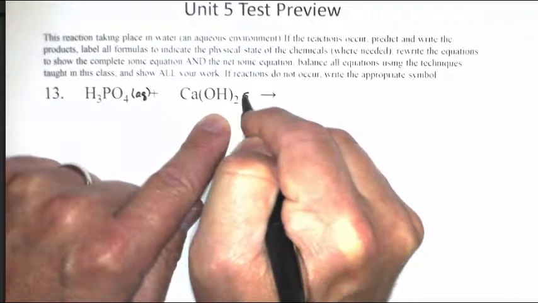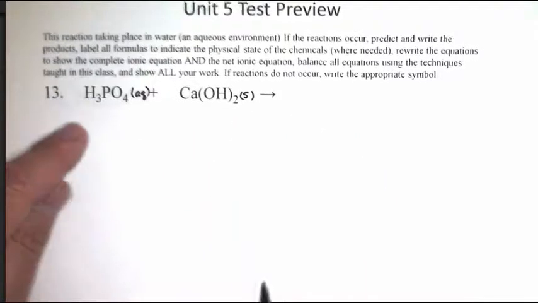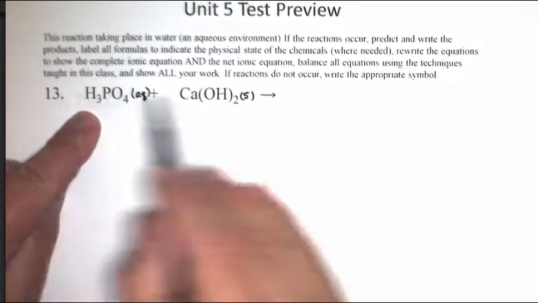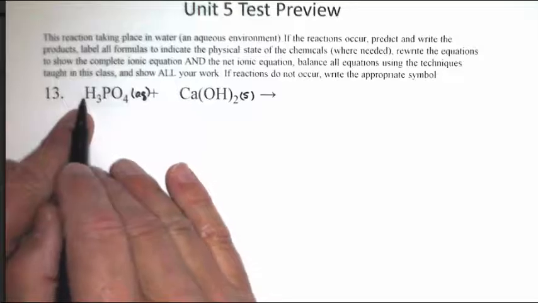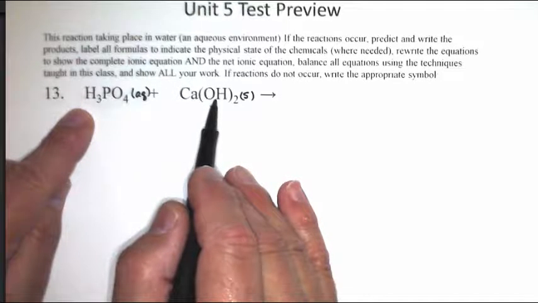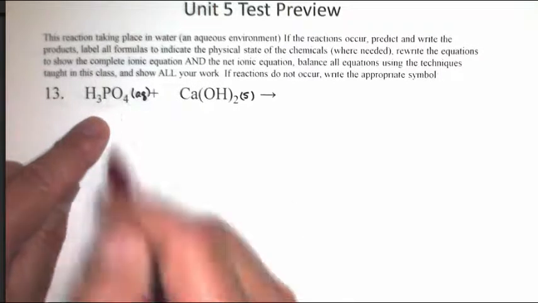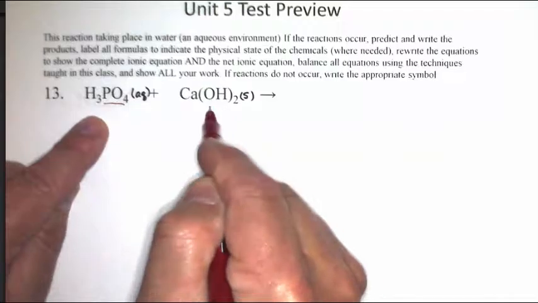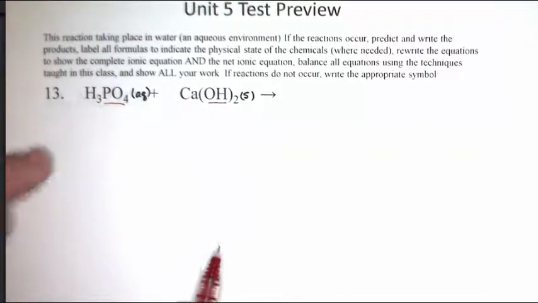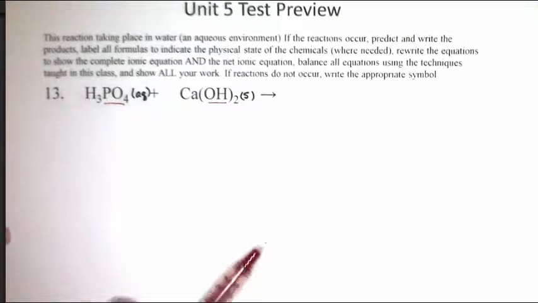Okay? Now then, let's predict what's going to happen here. The front part of this goes with the back part of this. So A part goes with D part. You have to identify the polyatomic ions. Phosphate's a polyatomic ion. Hydroxide's a polyatomic ion. You look those up on the common ions list.